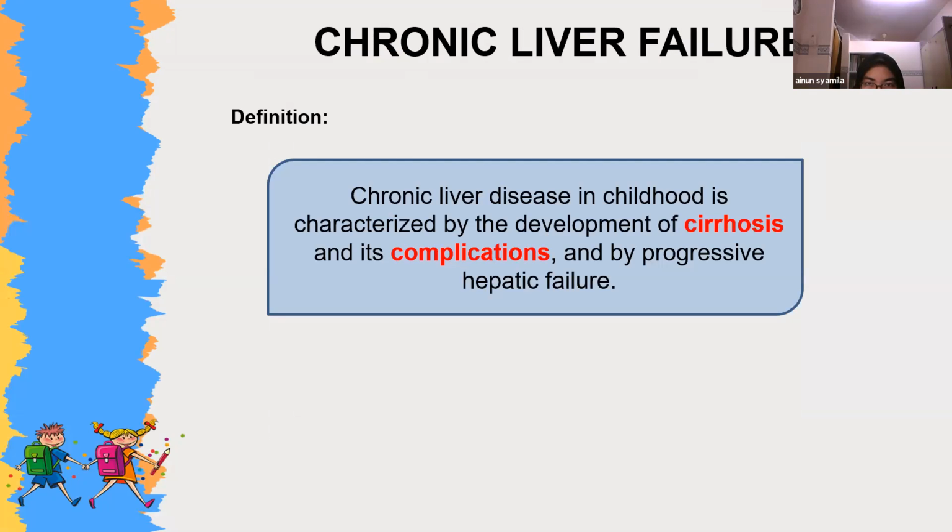Okay, so that's all for the acute liver failure. So moving on to the chronic liver failure. So the definition is that it is characterized by the development of cirrhosis and its complication, and by the progressive hepatic failure. Okay, next.